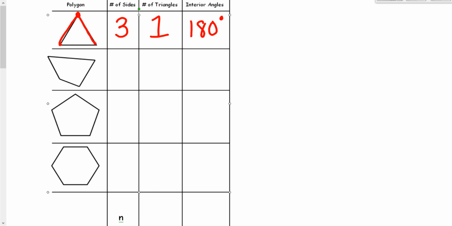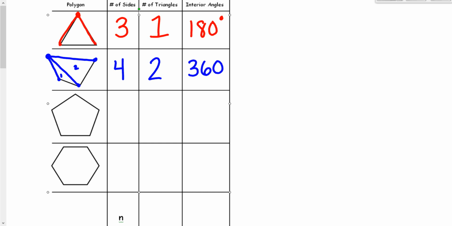Now we have a quadrilateral. So if I look at a quadrilateral that has four sides, when I go to one of its vertices and connect it to all the other ones, here's one, here's two, here's three. How many triangles did I form? Well, I formed two triangles. And what was the sum of the angles of a quadrilateral? Well, the answer is 360.